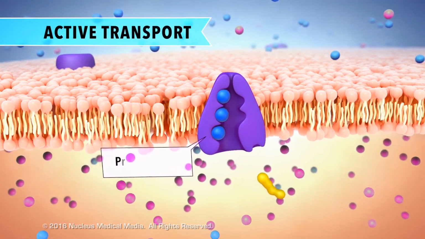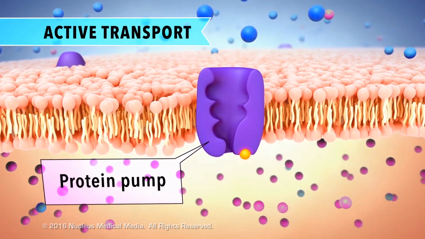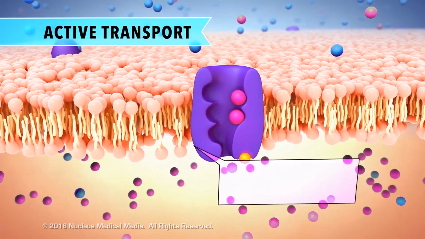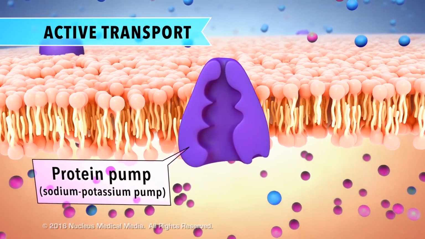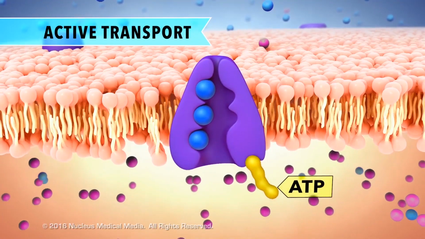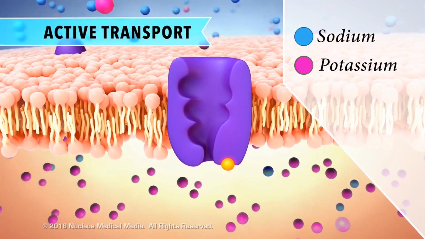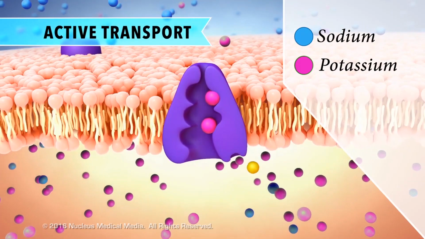Sometimes the cell uses special protein pumps to move small molecules or ions against the concentration gradient into or out of the cell. An example of this is the sodium-potassium pump. In this process, the pump uses energy in the form of ATP molecules to move sodium ions out of the cell, and then move potassium ions into the cell.